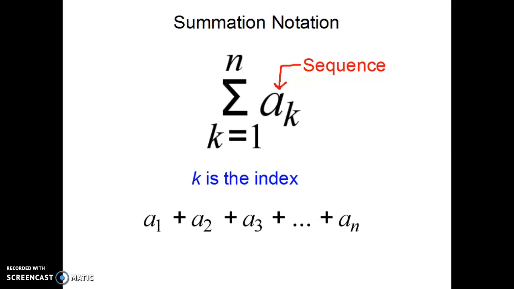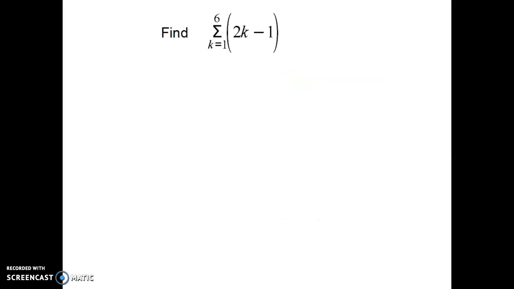So in this example here, it says k equals 1 under the sigma symbol, so that means for my first term I would be substituting a 1 into the sequence. And then I finish with whichever number is on the top of the sigma symbol. So we're actually going to look at a specific example of one.